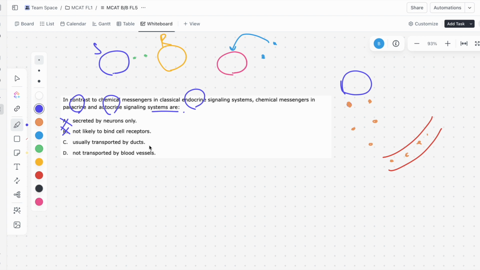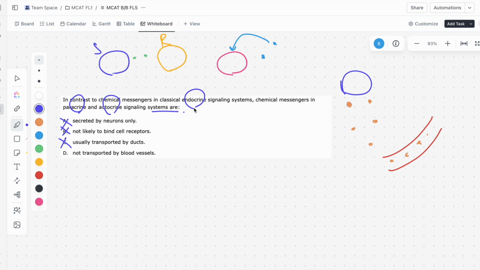Ducts transport exocrine factors. So exocrine factors are things like sweat, saliva, milk, things like that. That's what the exocrine factors are. And paracrine, autocrine, and endocrine signaling systems, none of them are transported through this exocrine pathway. So finally, that leaves us with not transported by blood vessels.